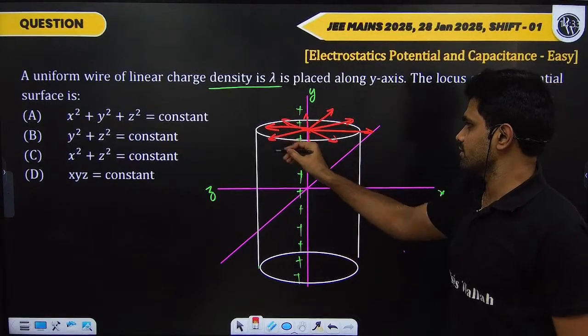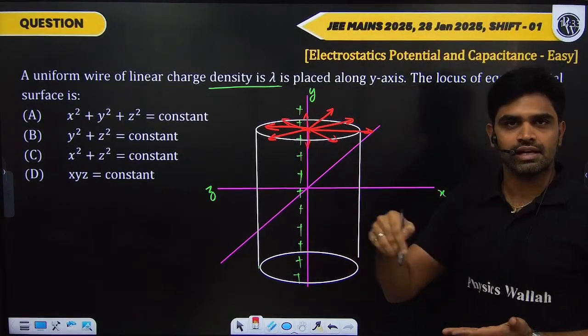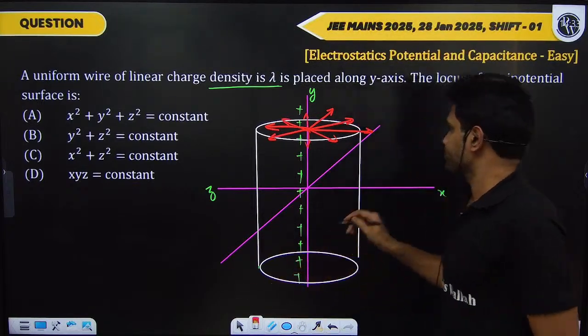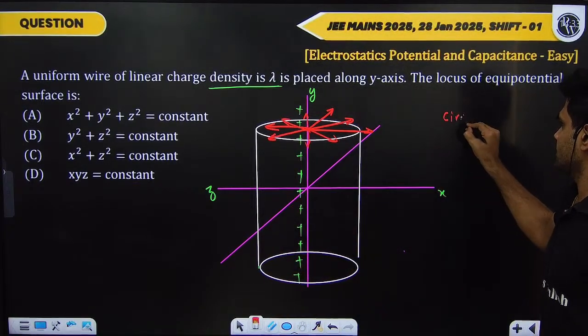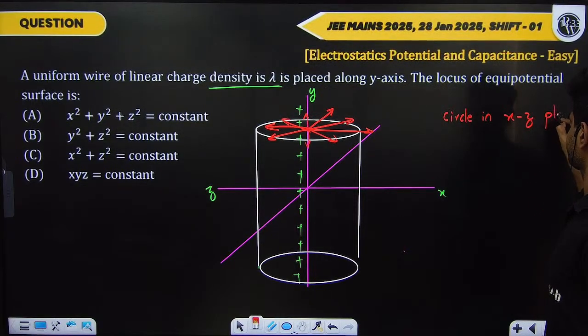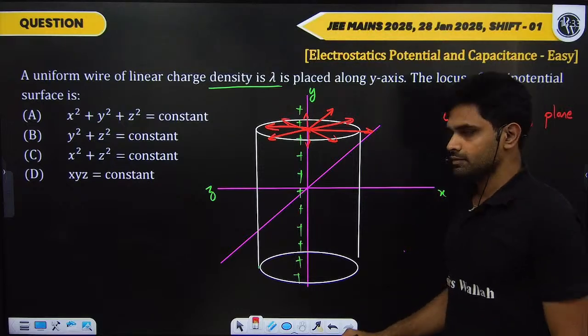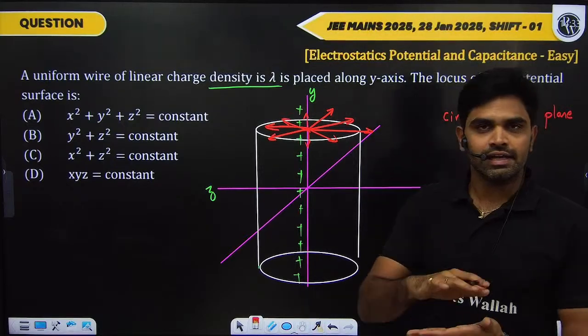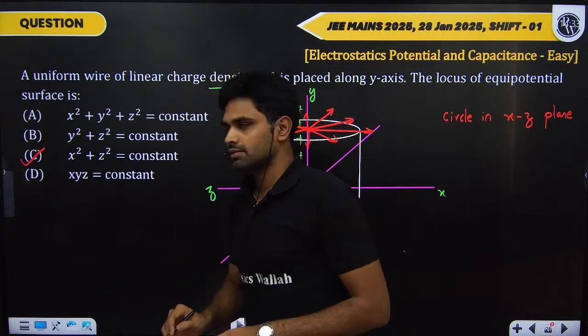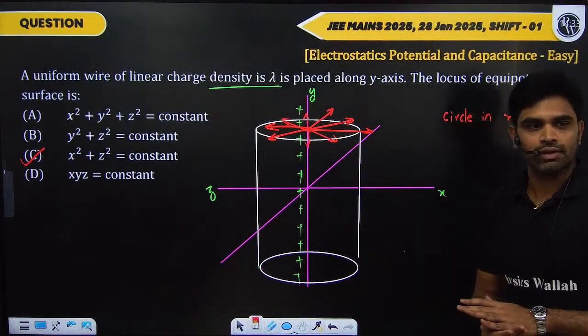The equipotential surface is a circle. This is a circle. The circle is in the xz plane. What is the equation? It is x square plus z square equals a constant.